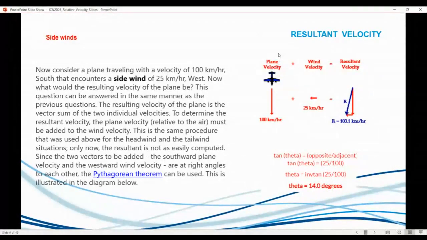What it means is, if the plane travels straight and there's a velocity going 25 kilometers per hour west, we will be pushed to the left, and we will move at an angle of approximately 14 degrees. Once again, when you look from the bottom up as an observer, you see the plane shifting 14 degrees away from where it's supposed to be at a speed of 103 kilometers per hour. Right, is that clear? So the resultant velocity is 103, relative to the ground.